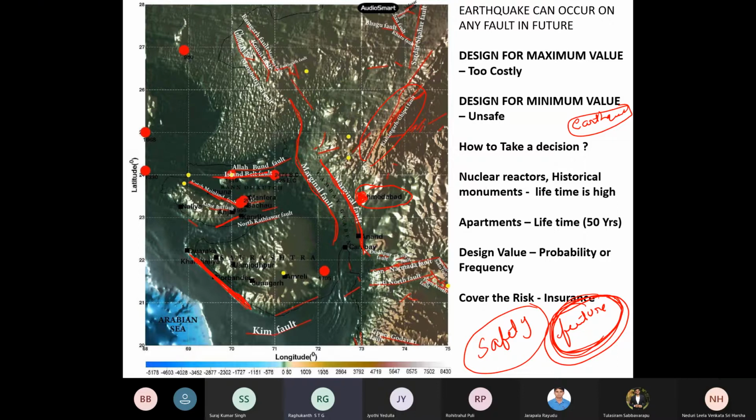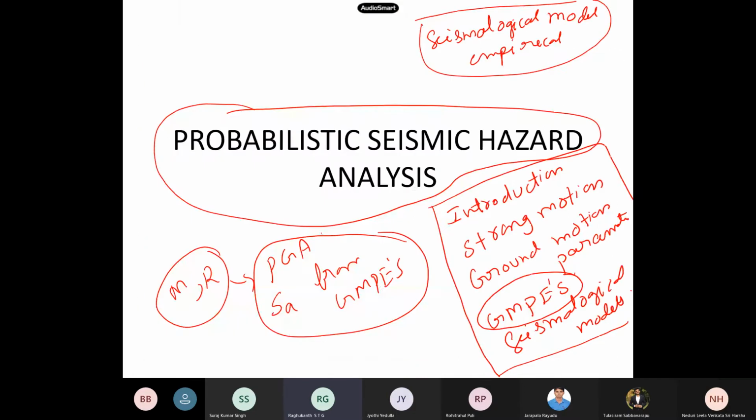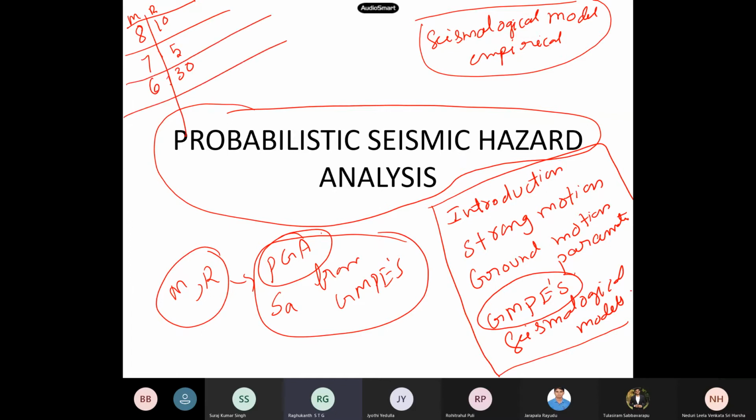Now for a designer, as an engineer, we want PGA, response spectra, and other things to design my building. In the next 50 years I can have several combinations. Like an 8 magnitude earthquake can occur at 10 kilometer distance, or a 7 magnitude may occur at 5 kilometer distance, or no earthquake can occur, that is also another possibility. Or 6 magnitude at 30 kilometers. All these several combinations come into the picture. The reason why we are getting several combinations is because we are talking about the future, which is not in our control.